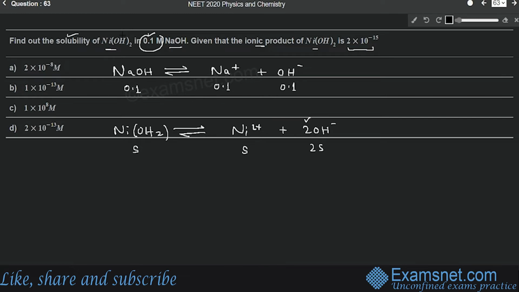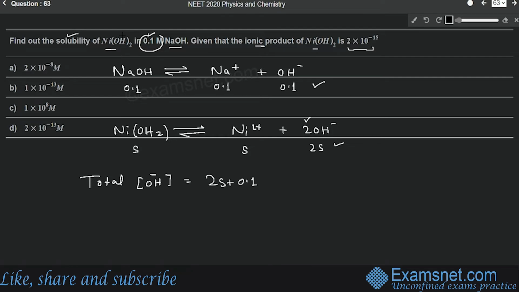Okay. So what will be the total concentration of OH- ion? Total OH- ion concentration will be equal to 0.1 here and 2S here, right? So it will be 2S plus 0.1.